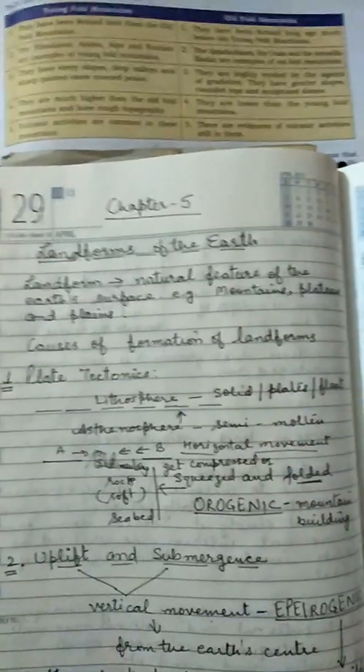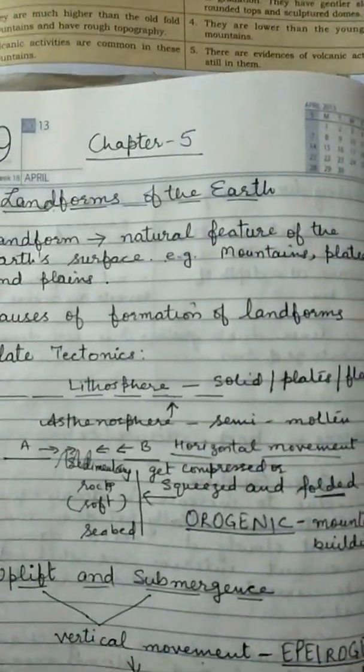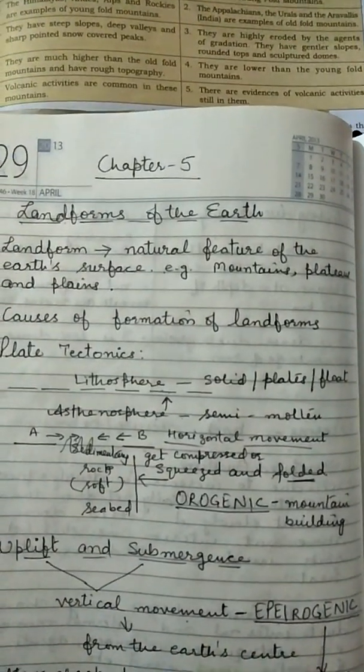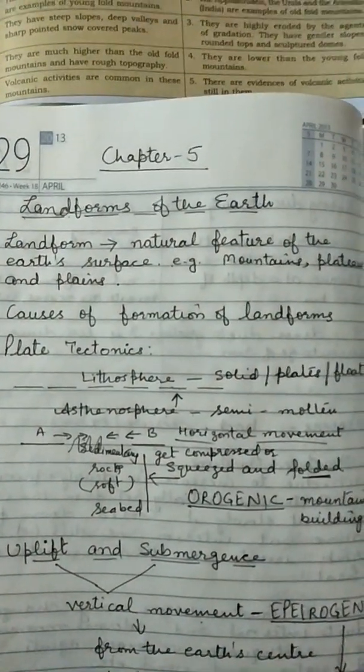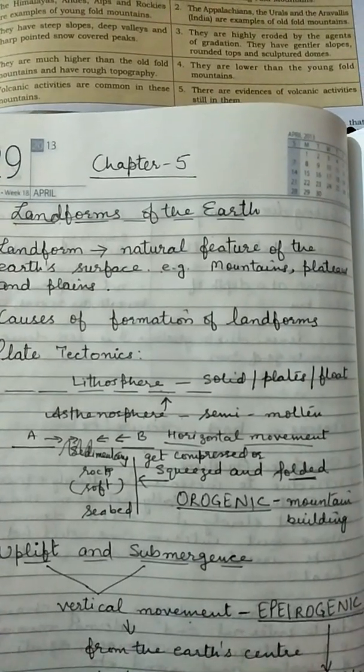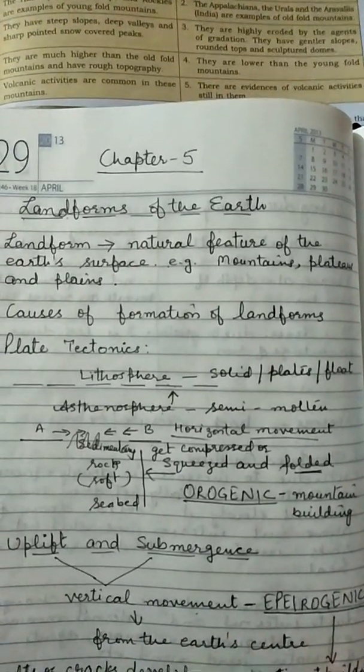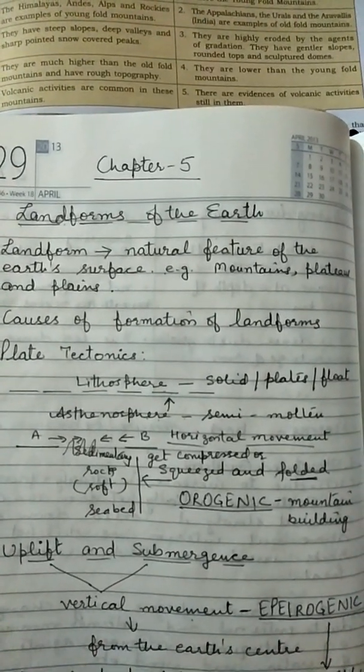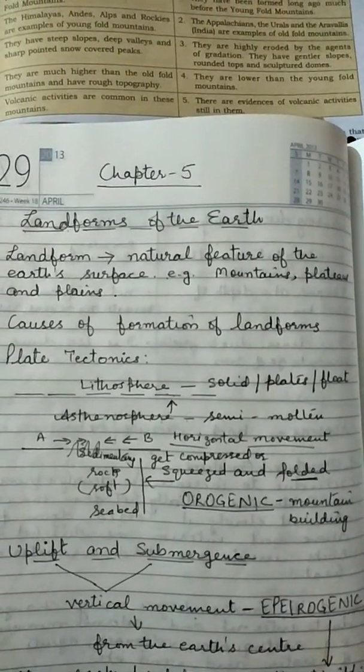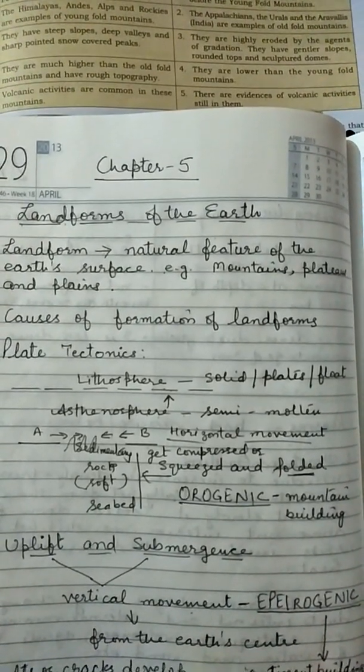What do you mean by landform? It is a natural feature of the Earth's surface. For example, mountains, plateaus, plains, they all are landforms. What are the causes of formation of these landforms?